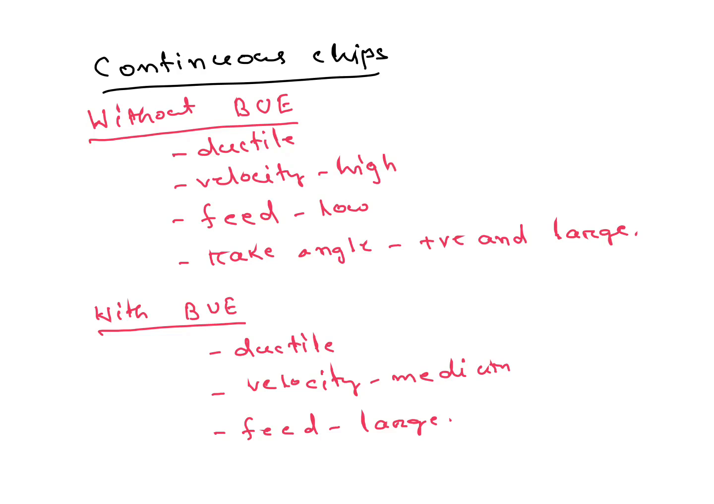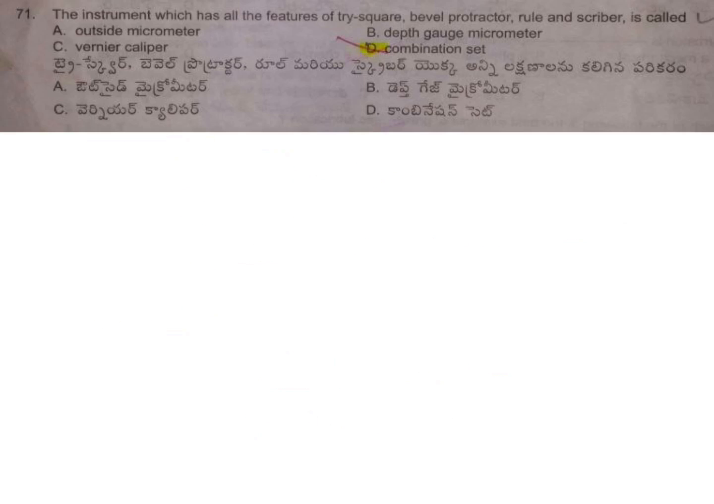Next question. The instrument which has all the features of tri-square, bevel protractor, rule and scriber is called A. Outside micrometer, B. Depth gauge micrometer, C. Vernier caliper, D. Combination set. D is the answer. This is also a very important question, so many times asked in other examinations.